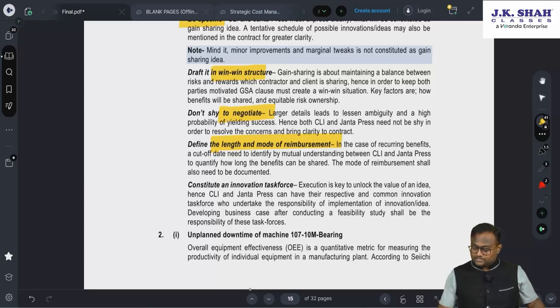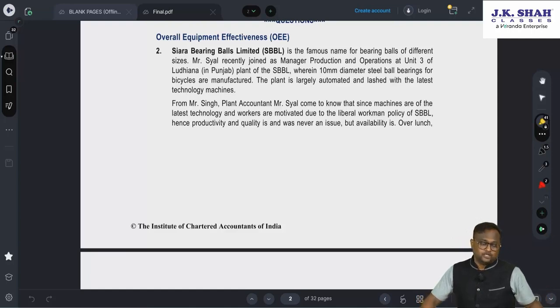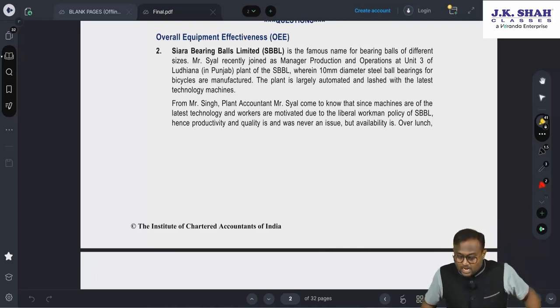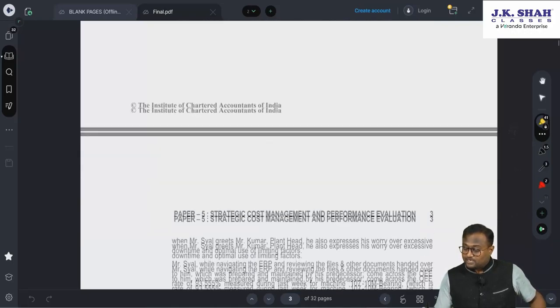Let's go to the next question, guys. The next concept is about OEE, overall equipment effectiveness, where you consider availability, efficiency and quality. Sierra Bearing Balls Limited is a famous name for bearing balls, and we have recently joined manager and so on. Mr. Singh, a plant accountant for Mr. Sial, came to know that since machines are of the latest technology and the workers are motivated due to the liberal workmen policy, hence productivity and quality was never an issue, but availability is.